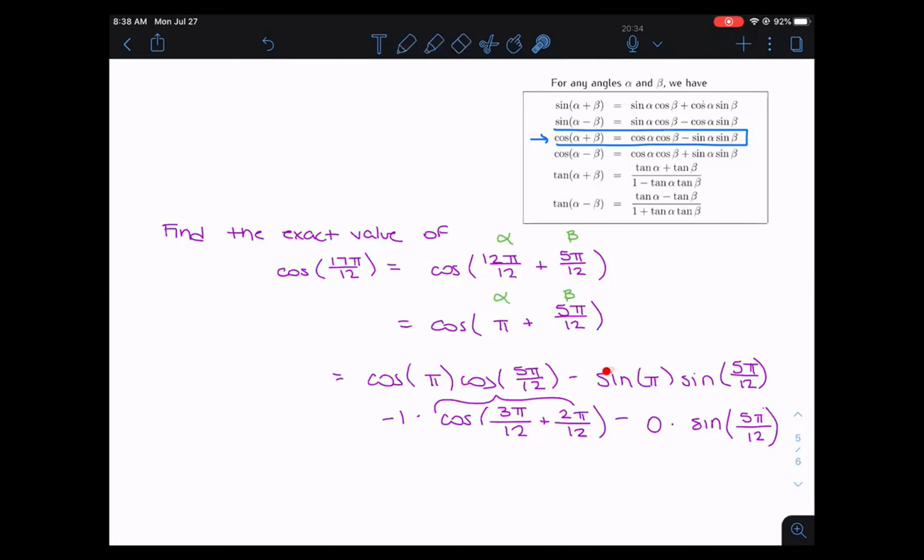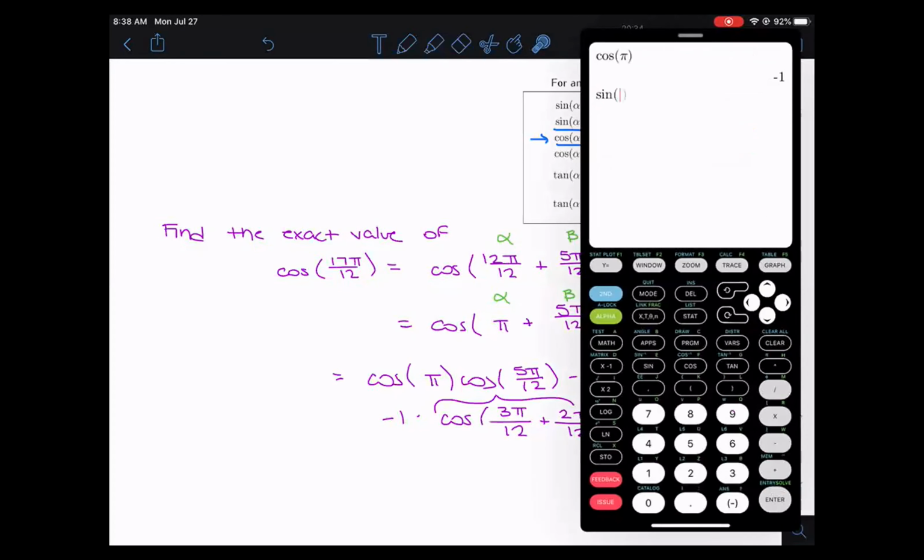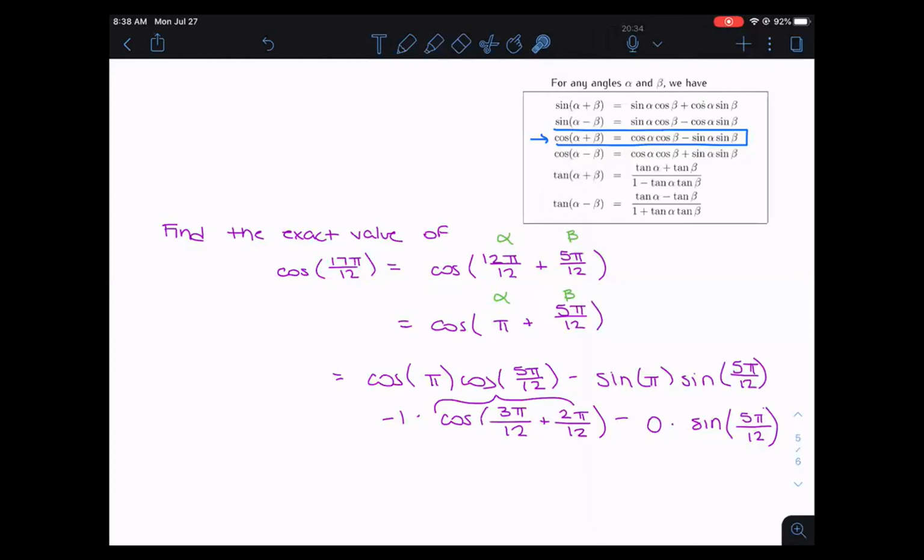But now let's actually look at sine of pi. If you type in sine of pi, it's actually 0. So if this is 0, then this is going to be 0 times this. So we don't even have to worry about this part because 0 times anything is just 0. So this will cancel out. The only thing that we actually need to worry about is what is cosine of 5 pi over 12. This is the part that we have to do again.